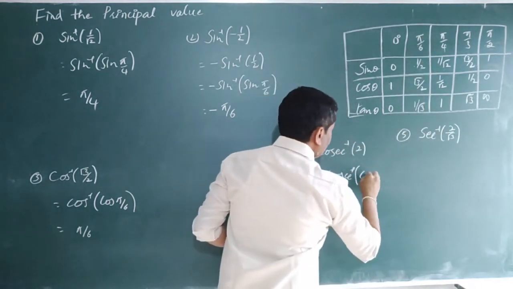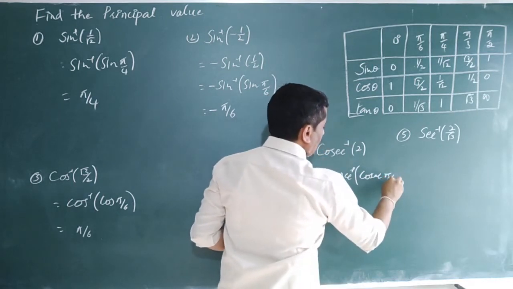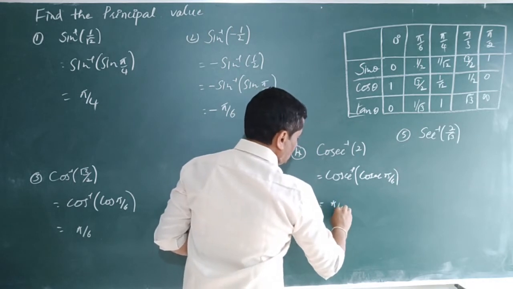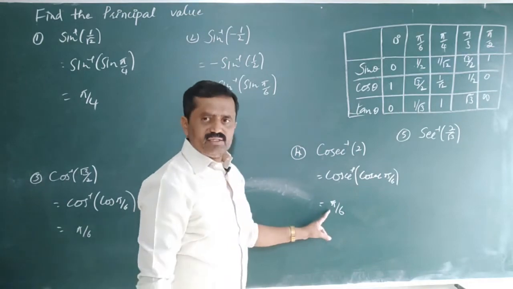Therefore this can be written as what? Cosecant pi by 6. Cosecant pi by 6 again, that is equals to pi by 6. Here cosecant inverse and cosecant get cancelled, we have pi by 6.